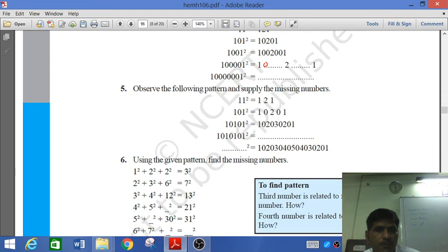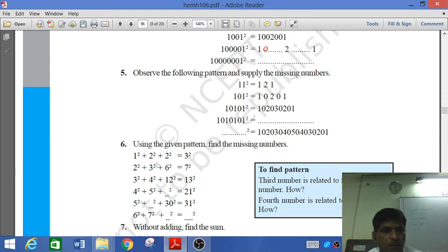This pattern is important now. How many numbers are there? 1, 2, 3. So 3 square. Now how many numbers are there again? 2, 3 and 6. After 6, which number is there? 7. So we have to write 7 square. 3 square, 4 square, 12 square. Which number is there? 13. So now 4 square, 5 square.